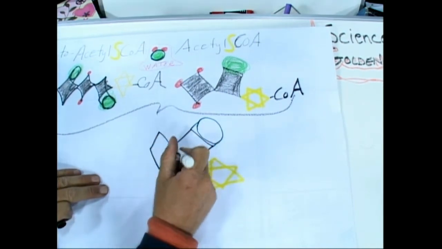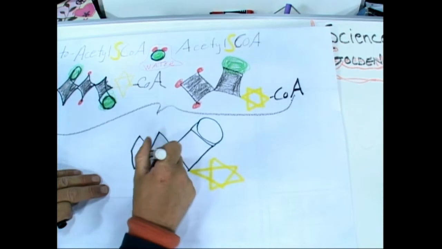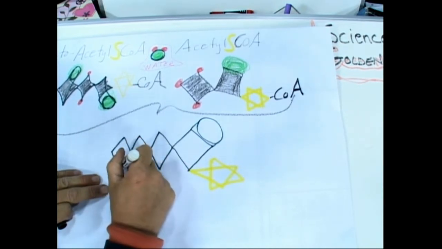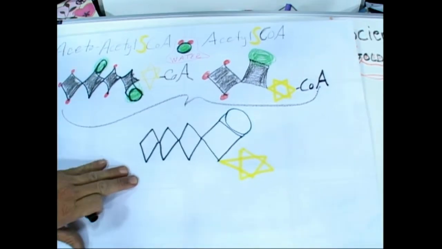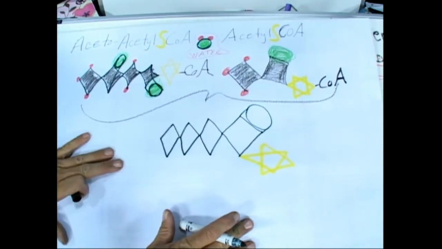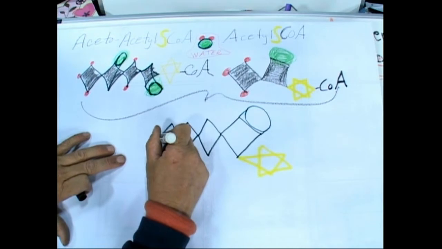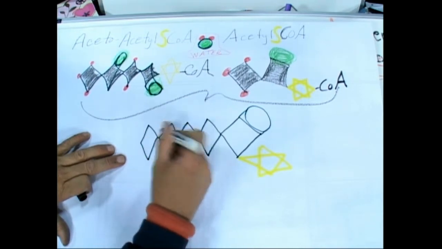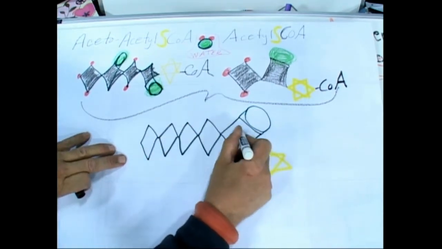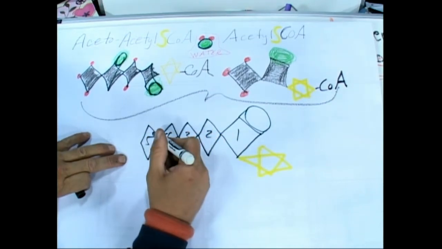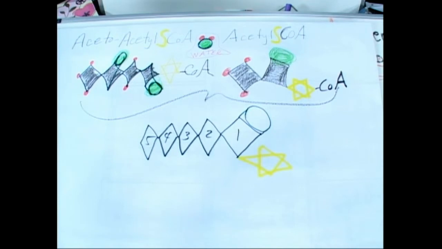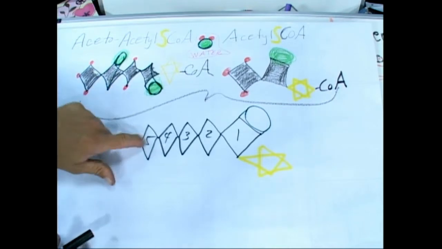1, 2, 3. Now remember, if you're a beginner, you can put lines in here. We're doing this as advanced graduate level now. So 5 carbons. I don't know their numbering system, but we'll go this way. 1, 2, 3, 4, 5. Oh, there it is. Carboxylic acid on the end.